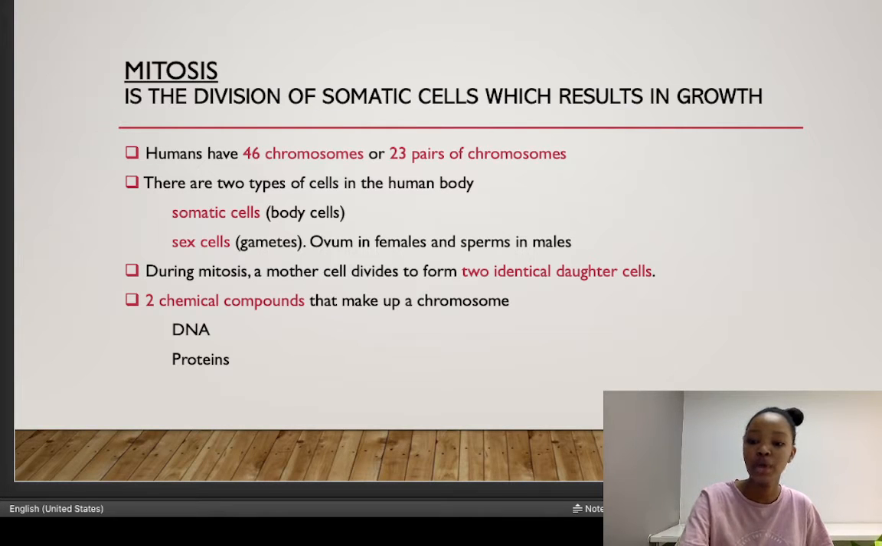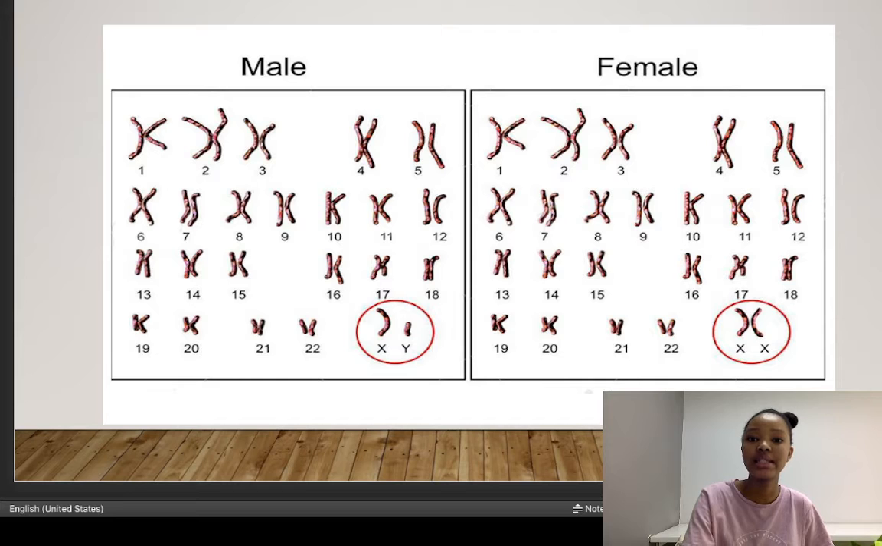So I'm going to show you a diagram of the somatic cells. This is the somatic cells. As you can see, this one is for males, this one is for females. I said there are 23 pairs, so you can say 1 to 23, and if you multiply them by 2, you're going to get 46. Humans have 46 chromosomes or 23 pairs of chromosomes.